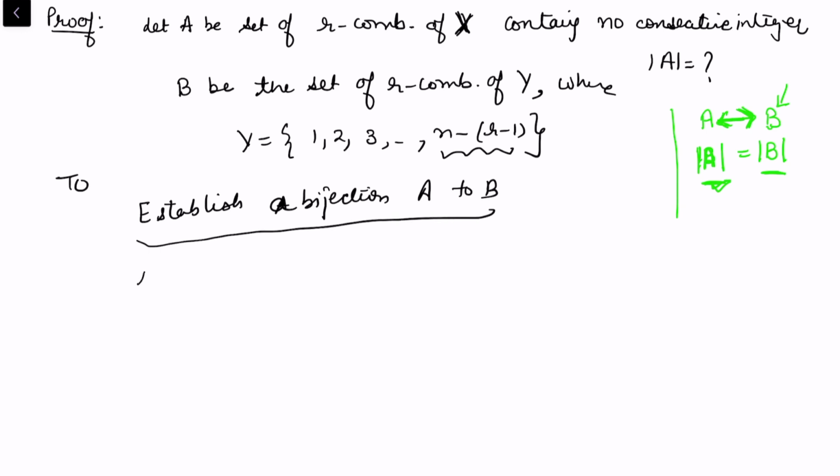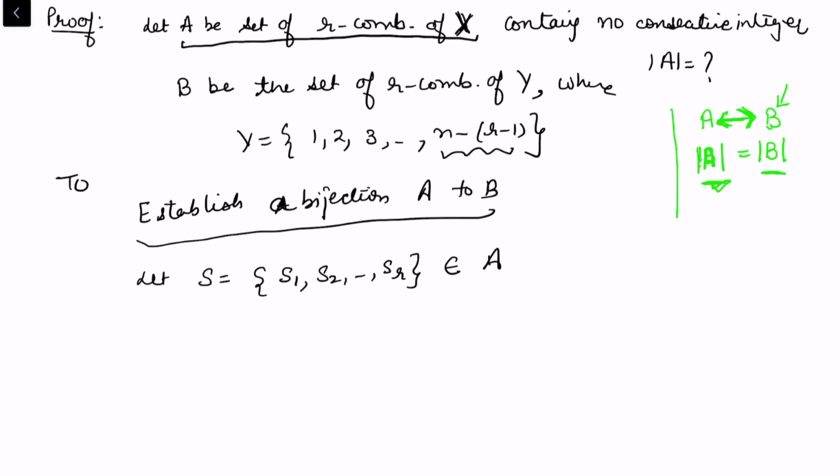To do that, let us consider a set S which consists of r elements, s1, s2 up till sr, and this is a member of the set A. Remember that A is a set of r-combinations of X. Like in the previous example, whenever I say 3-combinations of X, it means your set will consist of 3 elements, a1, a2, a3, or something like x1, x2, x3, and so on.